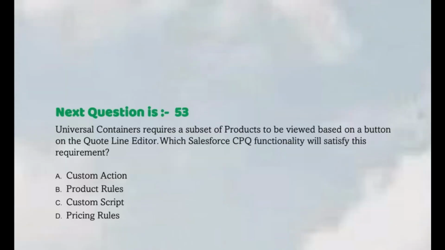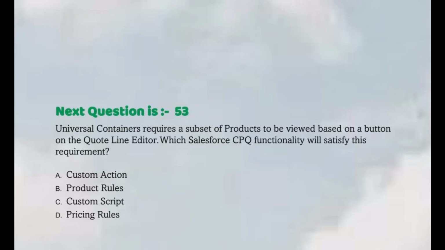Question is, Universal Containers requires a subset of products to be viewed based on a button on the quote line editor. Which Salesforce CPQ functionality will satisfy this requirement? Option A, custom action. Option B, product rules. Option C, custom script. Option D, pricing rules. Correct answer is option A.